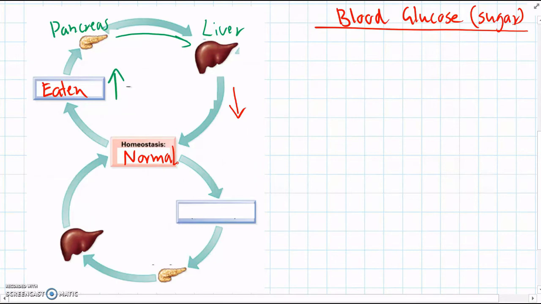But on the other hand, if we haven't eaten for a long time, maybe if we've been sleeping overnight, or if you've done a lot of exercise, let's say exercise, then there's a stimulus of our blood glucose going down. So we don't have a lot of energy available for our cells. And again, our pancreas will detect this. It releases a different hormone to the liver, but this time the liver releases some glucose back into the blood. So it causes the glucose level to go back up again, and we're returning to a normal level of glucose.